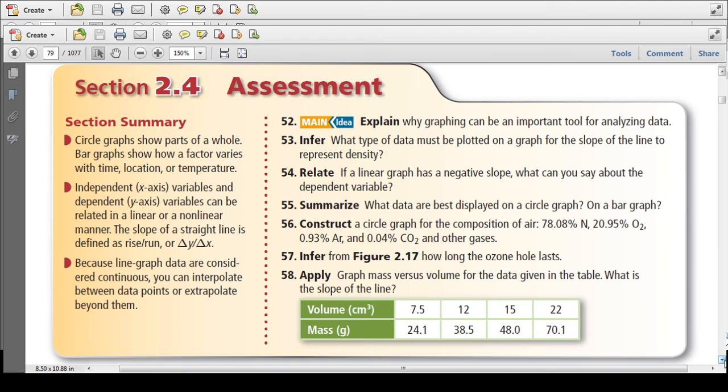Section summary. Circle graphs show part of a whole. Bar graphs show how a factor varies with time, location, and temperature. Independent, your x-axis variables, and dependent, y-axis variables, can be related in a linear or nonlinear manner. The slope of a straight line is defined as the change in rise over the change in run. Because line graph data are considered continuous, you can interpolate between data points or extrapolate beyond them.